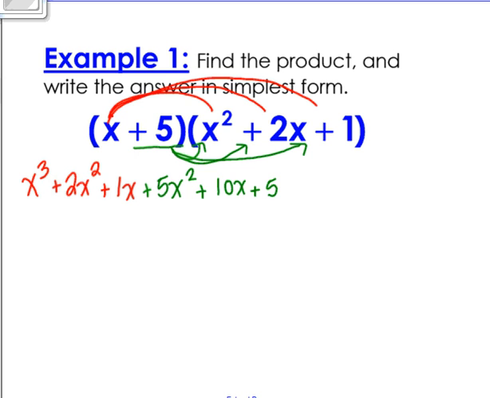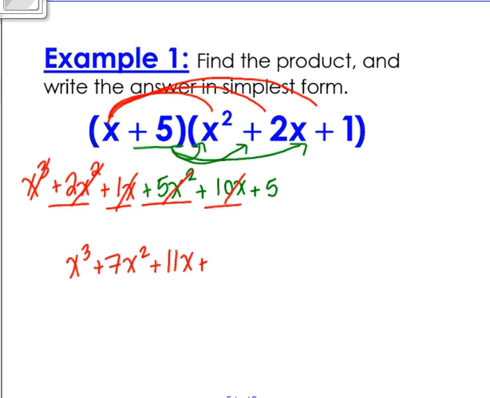So the only x to the third term I have is the first one. So that one's just going to come down, and I'm done with it. Now I've got two x squared terms. I've got a 2x squared plus a 5x squared, which gives me a 7x squared. And then I've got a 1x and a 10x, which gives me an 11x. And then I just had a plus 5 that didn't have any other terms to combine to, so it just comes down, and that's my final answer. I'm going to show you this exact same example, but I'm going to use the box method.